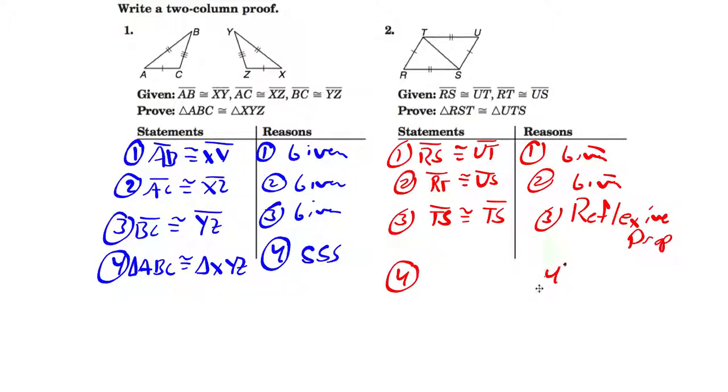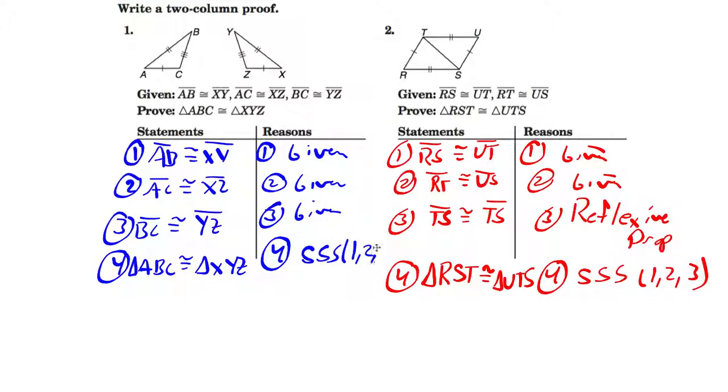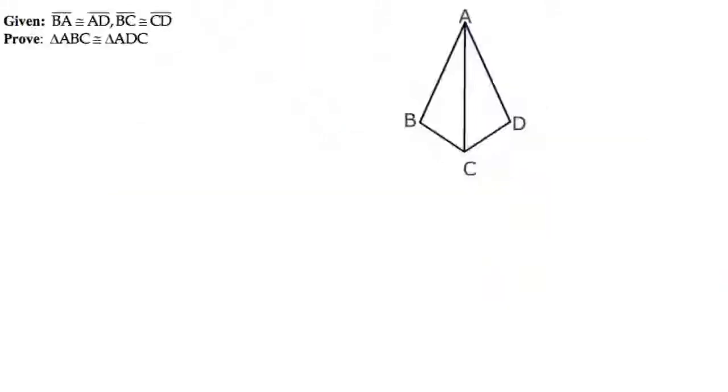So if I look at step 4 here, step 4 is just going to be that triangle RST is congruent to triangle UTS, and that's because of side, side, side. And I can actually say steps 1, 2, and 3, and I should say that for the other one here. So steps 1, 2, and 3. Simple enough. So that's just side, side, side. And then here's another example that we can look at. Again, it looks like another side, side, side example.